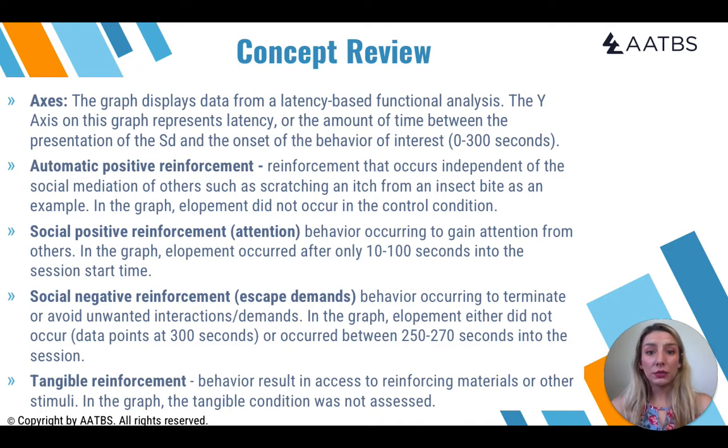Automatic positive reinforcement is reinforcement that occurs independent of social mediation of others, like scratching an itch. In this graph, elopement did not occur in the control condition. Social positive reinforcement is behavior occurring to gain attention from others. In the graph, elopement occurred after only 10 to 100 seconds into that session start time. And social negative reinforcement, or behavior occurring to terminate or avoid unwanted interactions or demands.